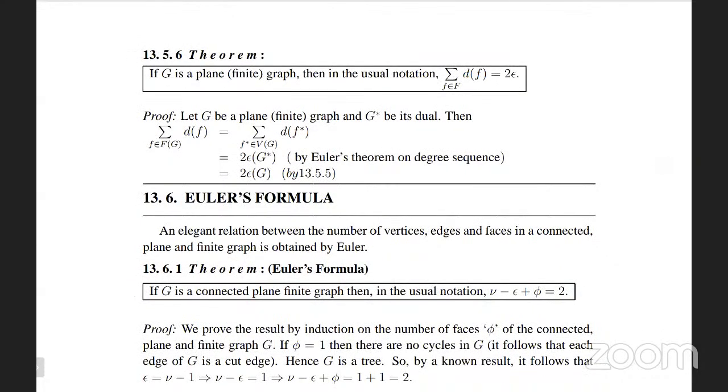Now this is important. For any planar graph, in terms of degrees, there are two kinds of edges. It is a simple way. G is a planar graph and G star is its dual. I am taking the summation of all the degrees of F in the graph G. If it is converted into the dual graph, it is the summation of the degrees of F star. F star clearly belongs to the vertices of the dual, so that it counts all edges, which means 2 times the edges of G star, so 2 times the edges of G. That's all.